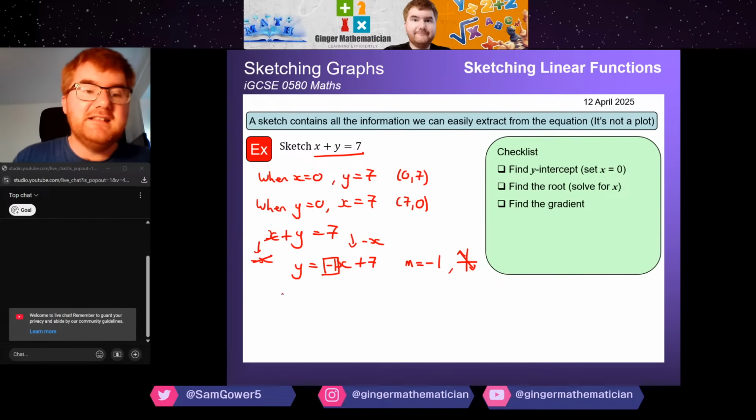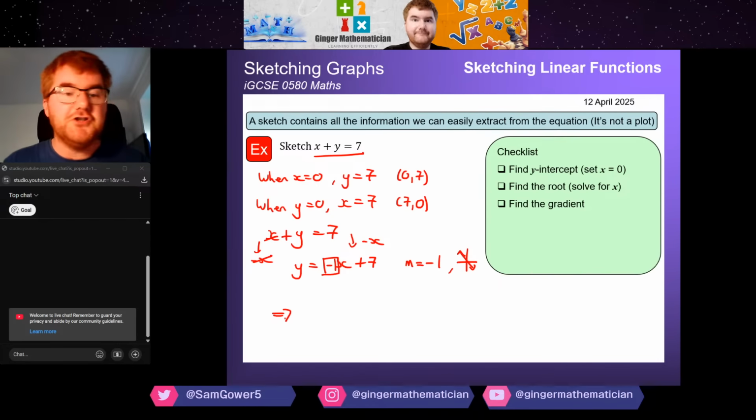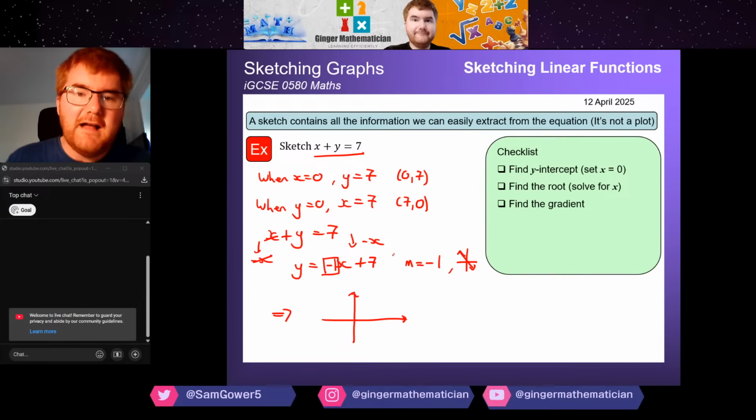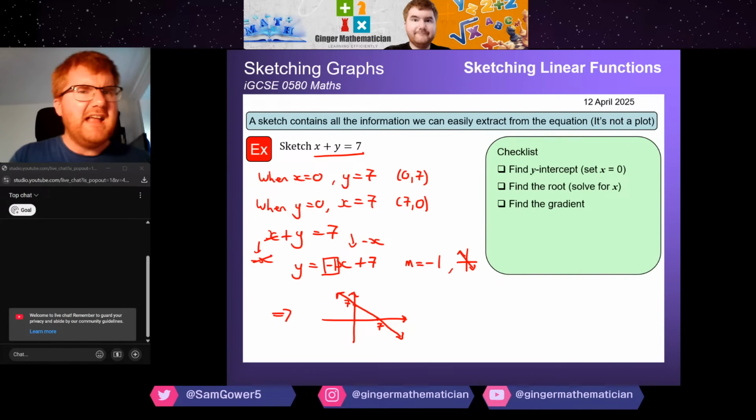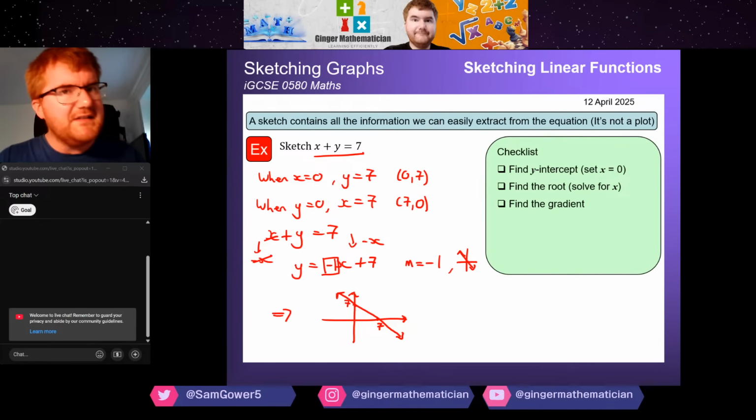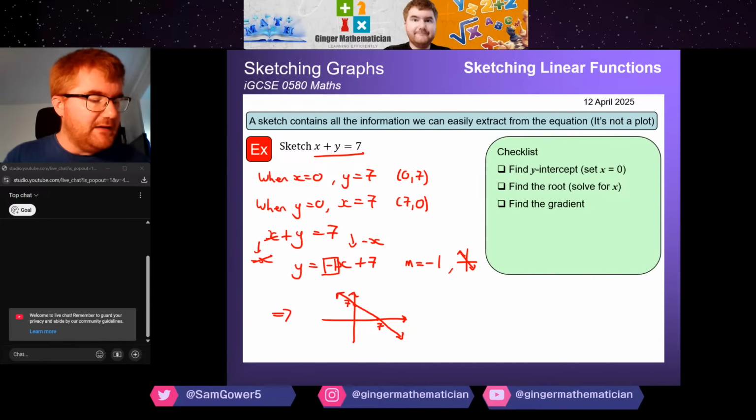So if we put everything together here for our sketch, let's draw a nice sketch here. We have 0, 7, so we'll put 7 here, we'll put 7 here for 7, 0, and then we just join it up. Notice all the information should link together in order to make sure you've got the proper sketch. And you'll see this with quadratics. If something's not quite right, then usually something's gone wrong somewhere, so we have to be a little bit careful.